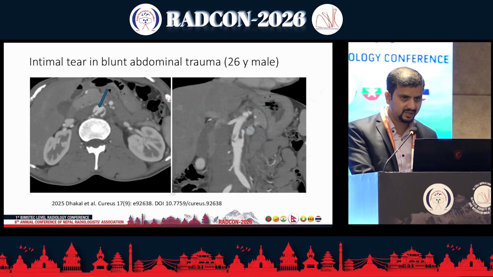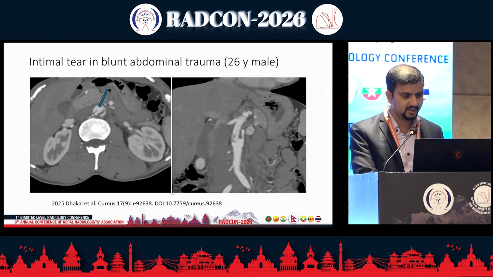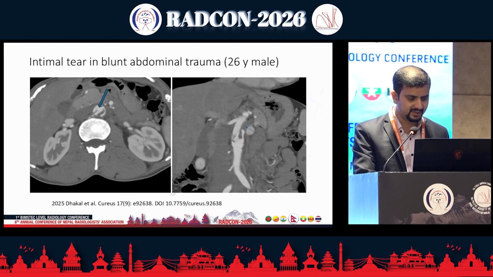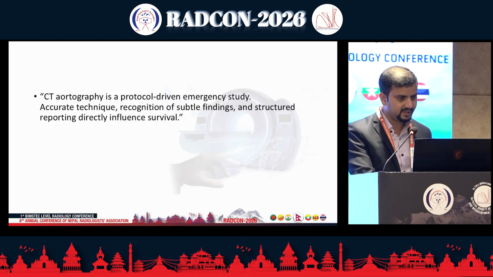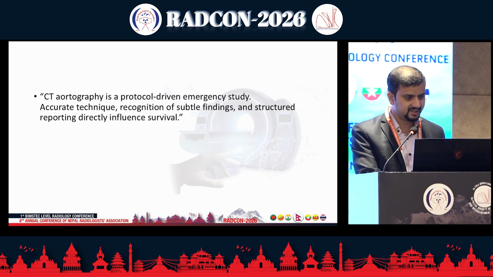So this was a case we encountered in a 26-year-old male in a motor vehicle accident. Here we can see the intimal tear showing discontinuity, and the interesting thing is no other injuries were associated in this case, and no other visceral injuries or spine injuries were seen, and it was an isolated case which was managed conservatively. So CT aortogram is a protocol-driven emergency study.